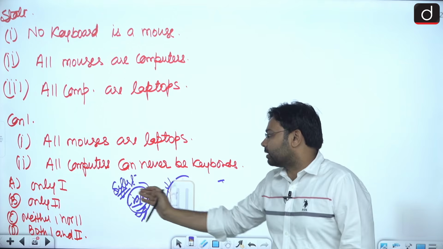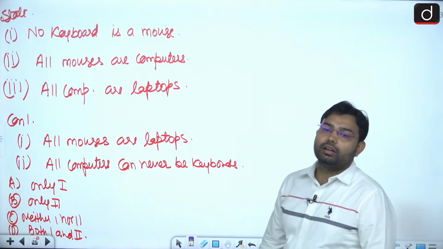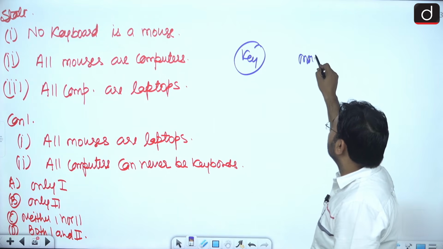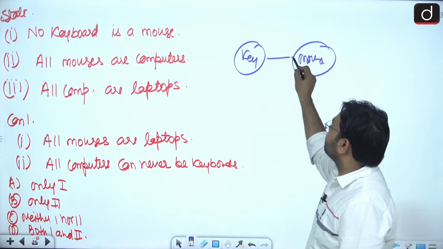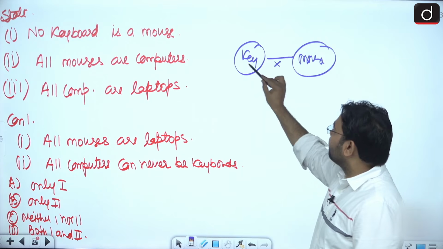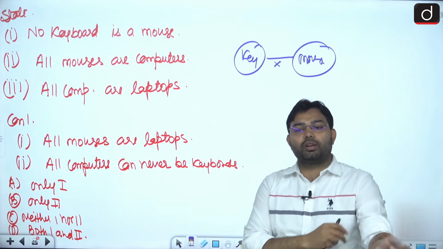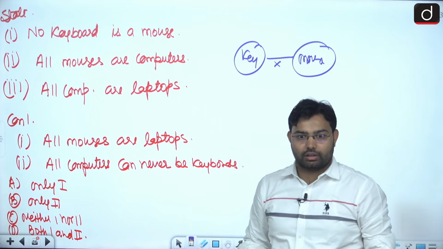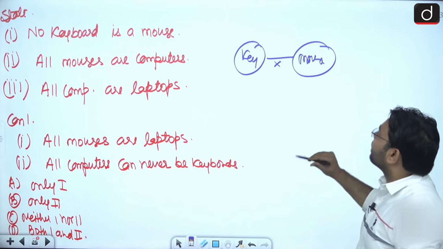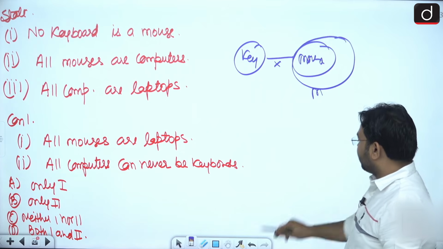Just read the first statement now. No keyboard is a mouse. This is for keyboard and this is for mouse; there is no relation between them. If no keyboard is a mouse, then reverse this statement: no mouse is a keyboard would be correct. Now the next one: all mouses are computers. Covering this mouse, you can make the computer part.